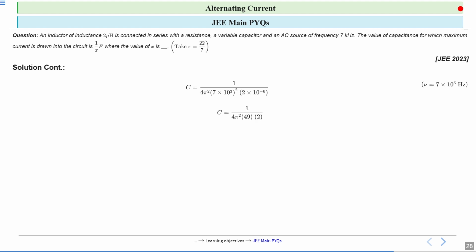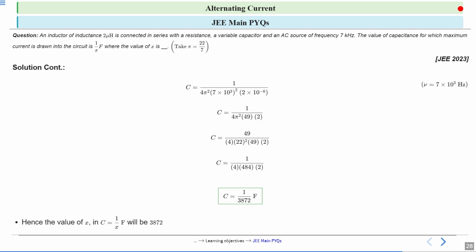Now C will be equal to 1 upon 4 pi square into 49 into 2, with the powers of ten cancelling. Put the value of pi as 22 by 7, so pi square is 22 square upon 7 square. The 7 square goes to the numerator and becomes 49, so 49 and 49 get cancelled out. So C becomes 1 upon 4 into 484 into 2, which is 1 upon 3872 farad. After comparing it to 1 by X farad, X will be 3872. So the value of X in C equal to 1 by X farad is 3872.